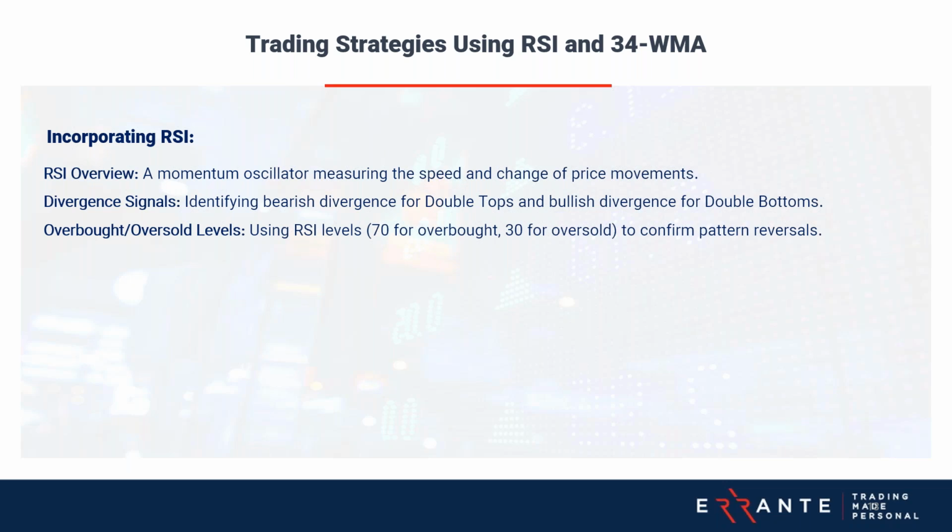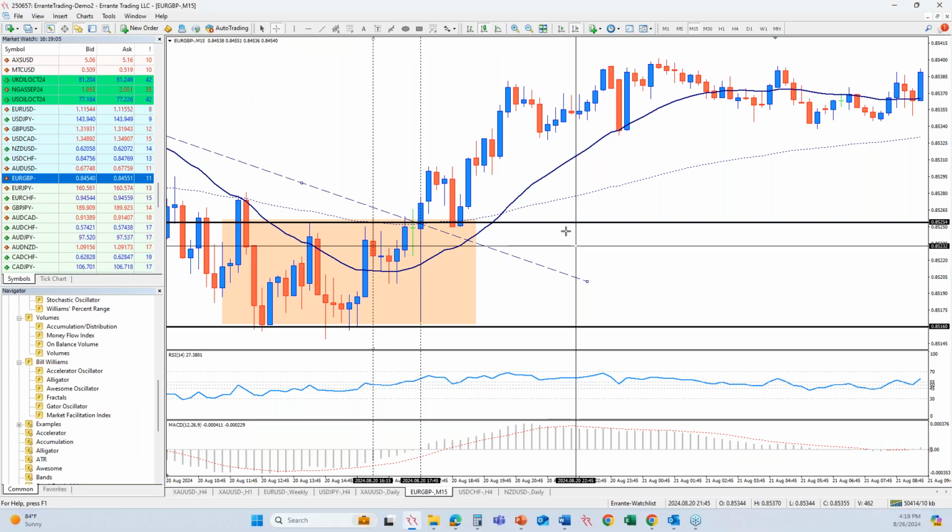So one of the most powerful uses of the RSI is in identifying divergence. Divergence occurs when the price of an asset moves in the opposite direction of the RSI. For instance, in the case of a double top, if the price forms two peaks at approximately similar levels, but the RSI forms a lower high on the second peak, this is known as bearish divergence. It indicates that despite the price reaching the same level, the momentum is waning, suggesting a potential bearish reversal. You can find a good example of that here.